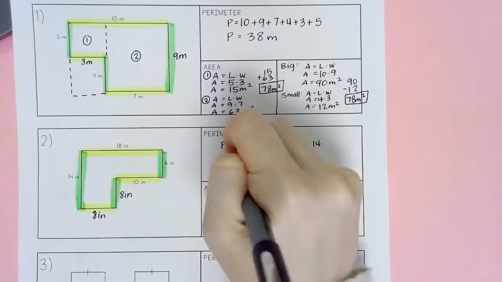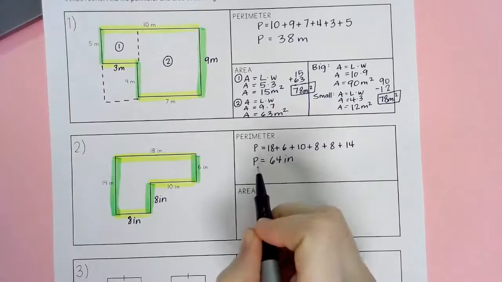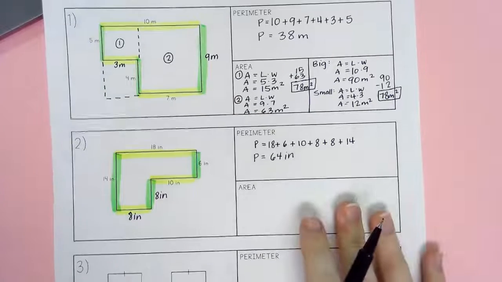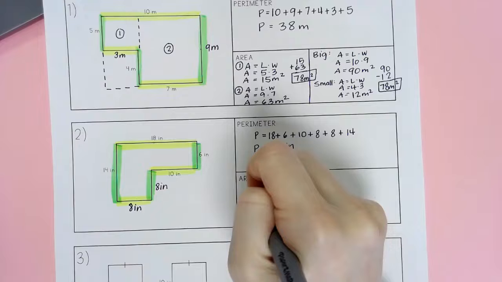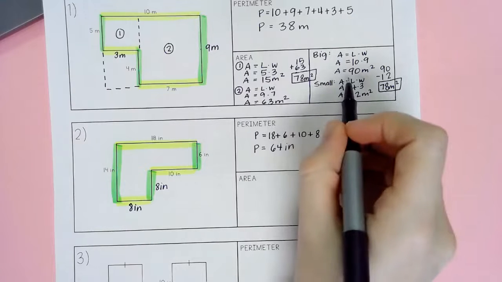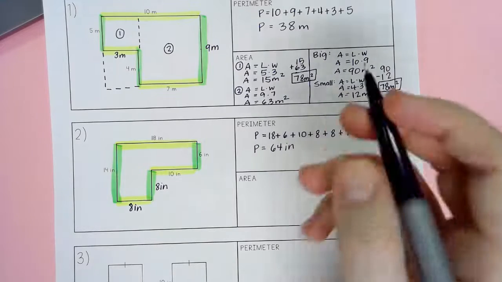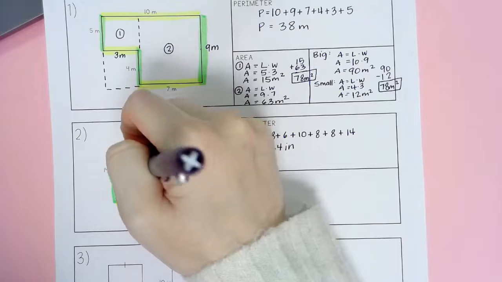64 inches. Remember, perimeter is not squared because it's just the distance around my shape. Now I'm looking at area. I can use one of my two options. For this one, I'm going to cut my shape in two. So I'm going to cut it this way. It really doesn't matter if you do it vertically or horizontally.